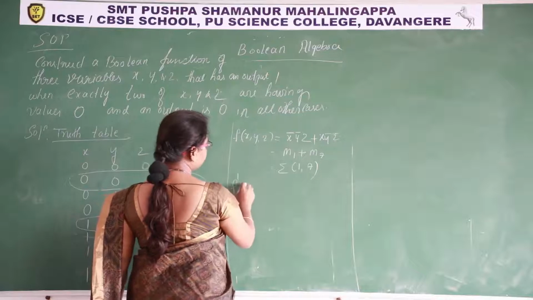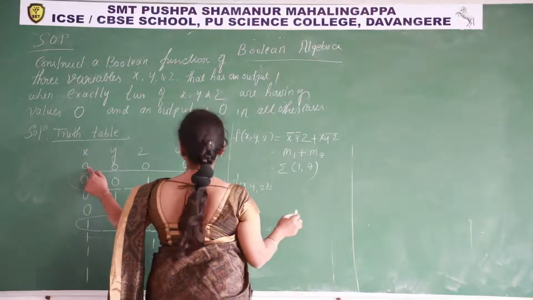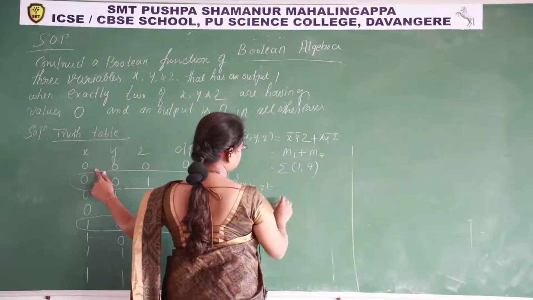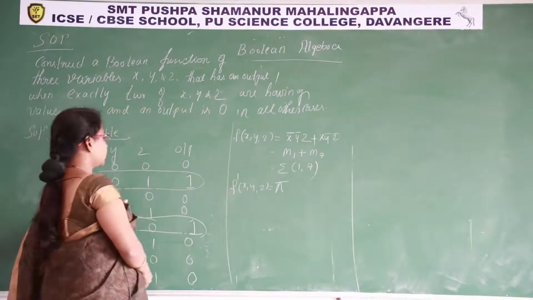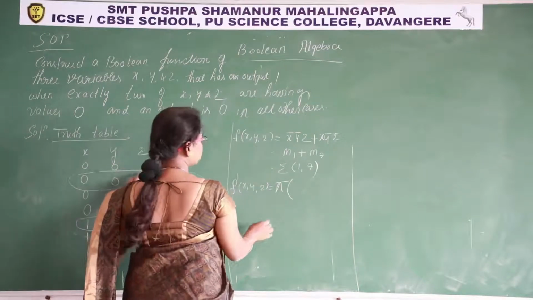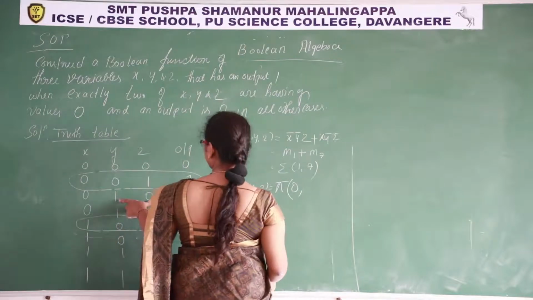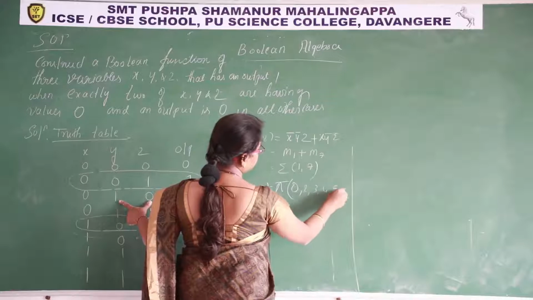F dash of x y z is equal to, so the remaining values apart from 1 and 7 will be represented as pi. The complement we will represent as pi. So what is the value? 0 comma here 2 3 4 5 6.